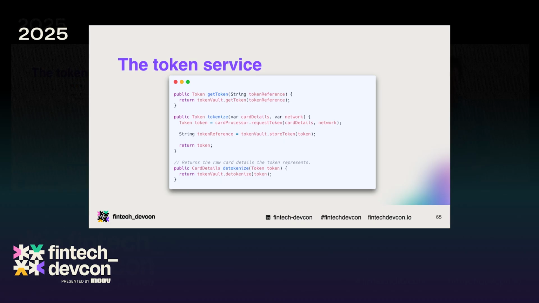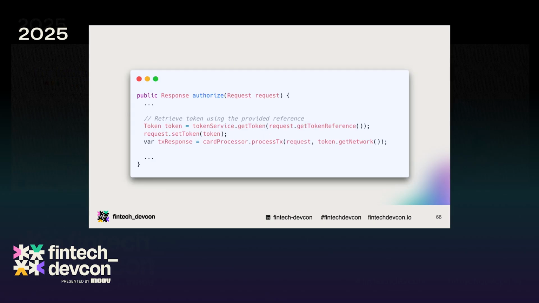And there's also the detokenize, which is important in cases where we have both the PAN and the token available, and we want to determine which of these two is better, and then use whichever path we chose. So that was that in a nutshell.